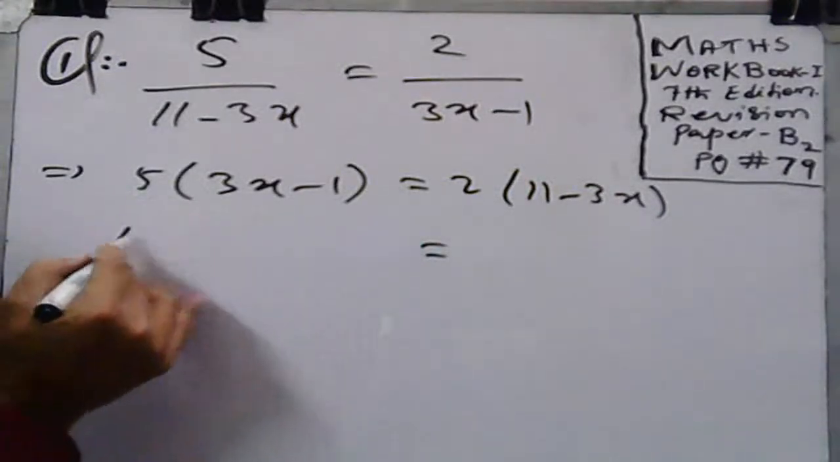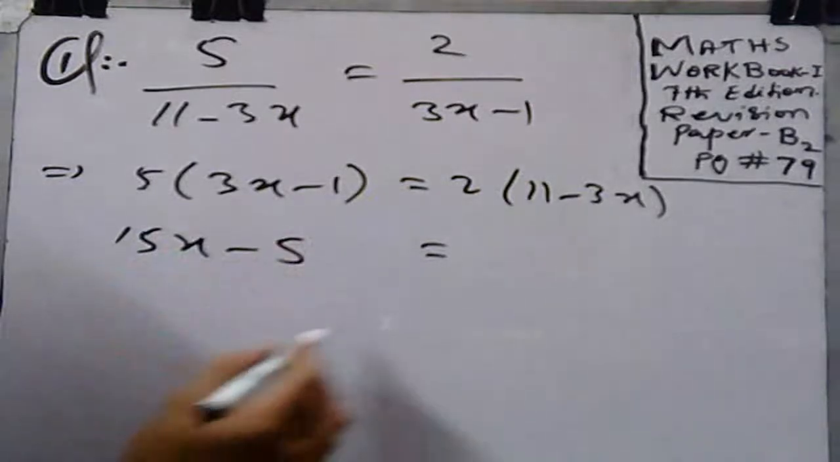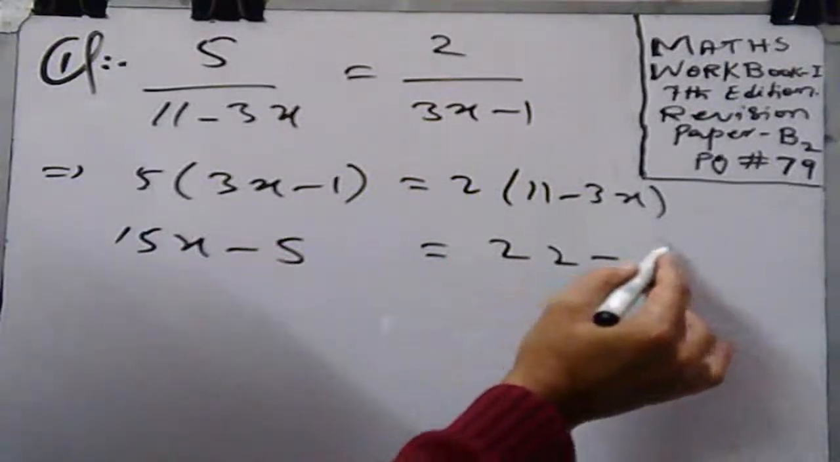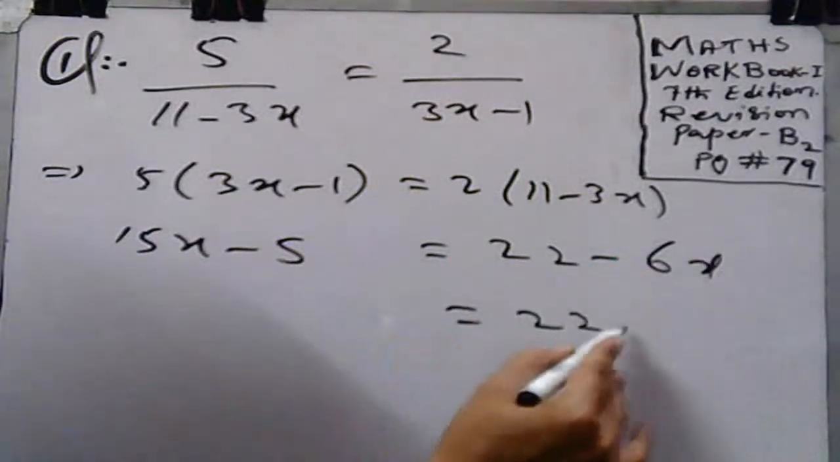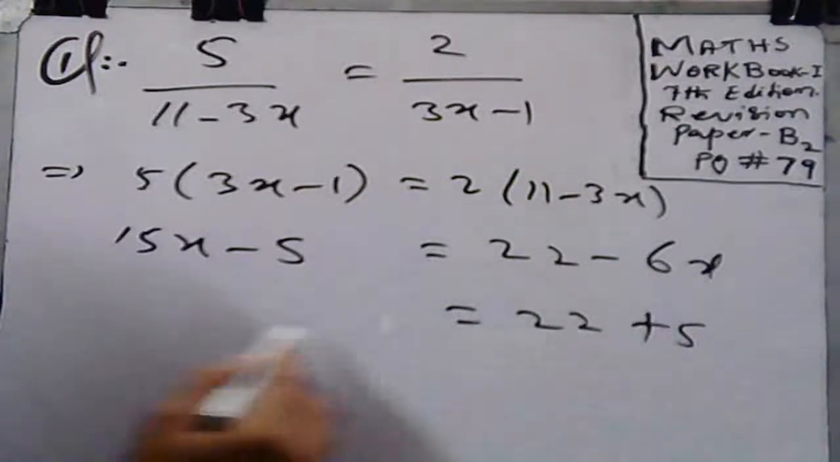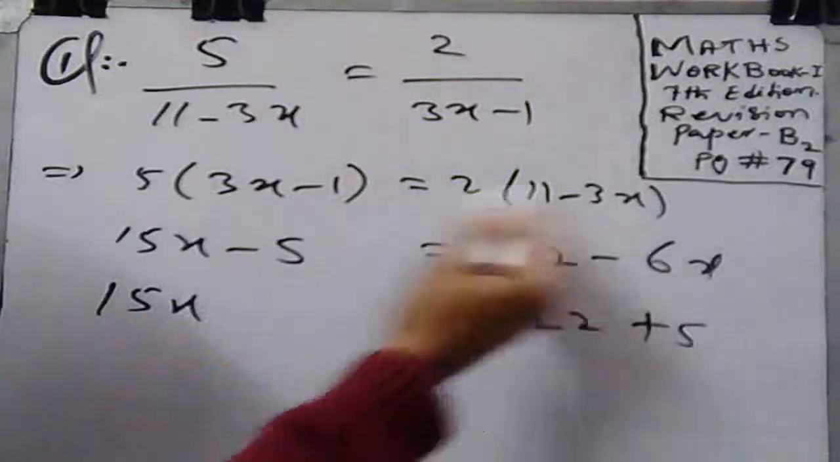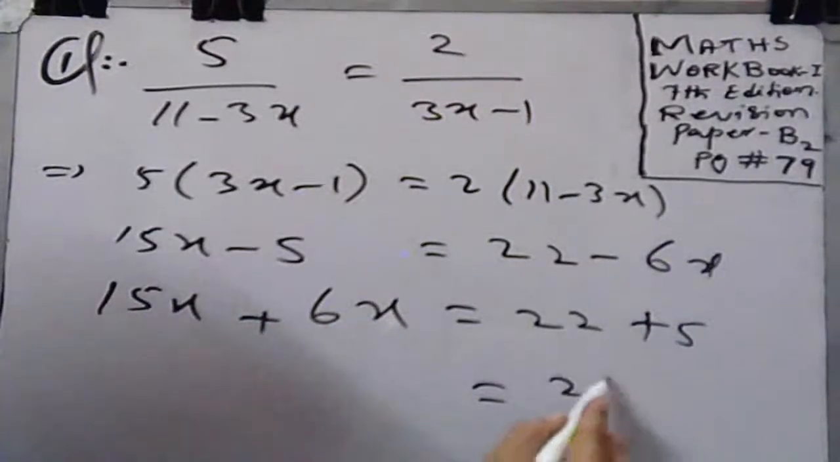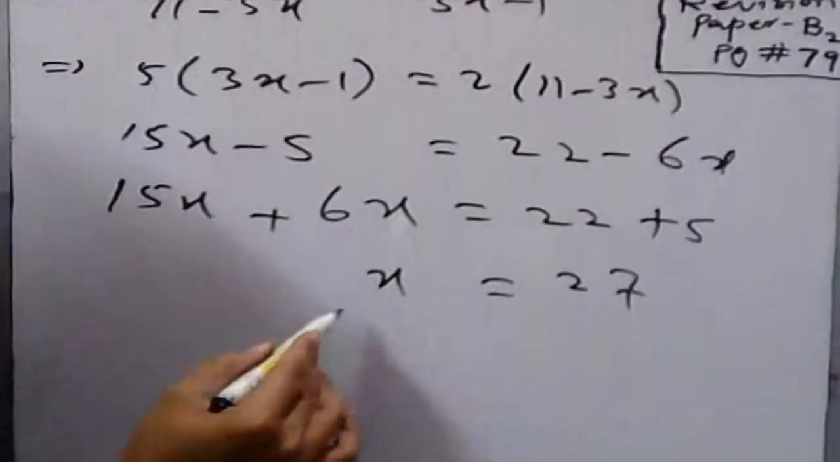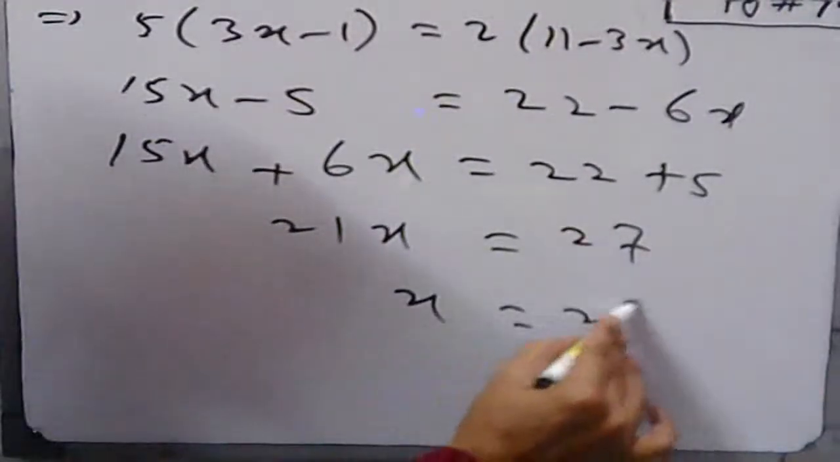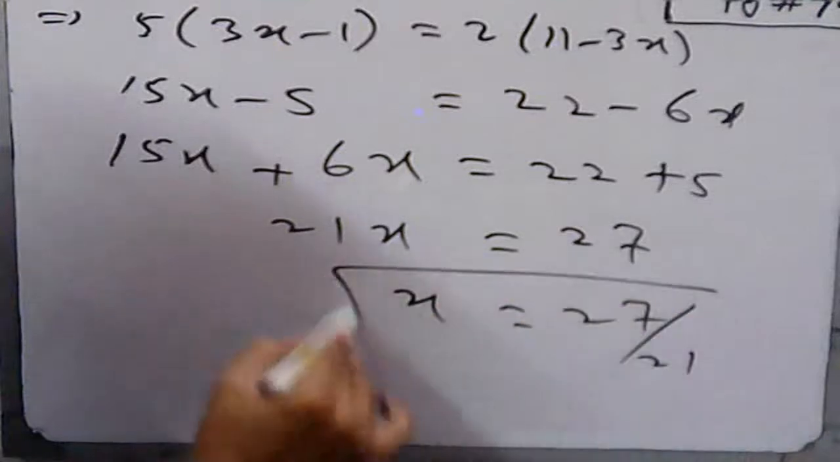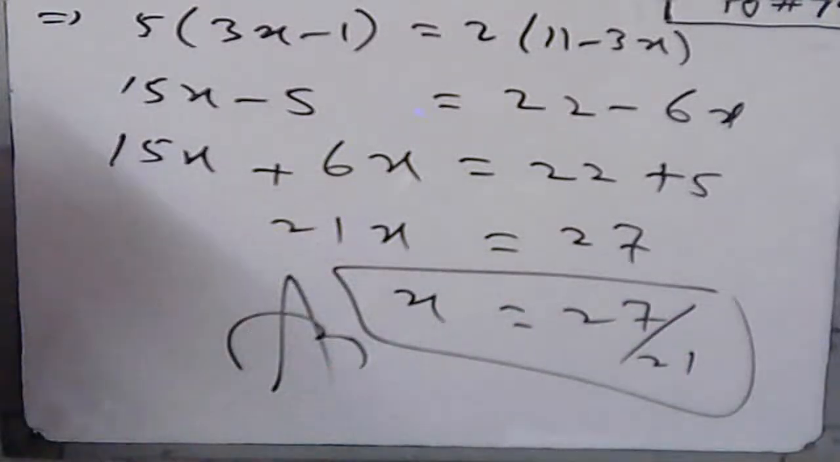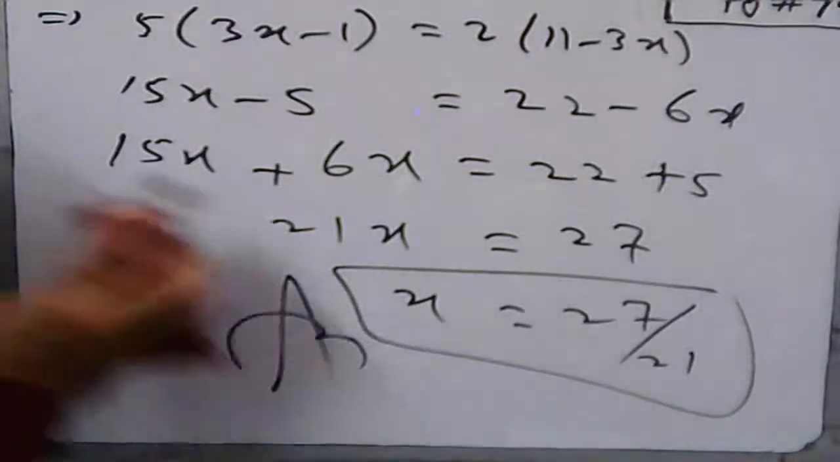So 5 3s are 15x minus 5 is equal to 22 minus 6x. The constant terms should be shifted to one side, so minus 6x will be plus 6x, so you will get 21x equal to 27, and we need the value of x, so 27 by 21. So here your result is 27 by 21, the value of x. Similarly, coming to question number 2.